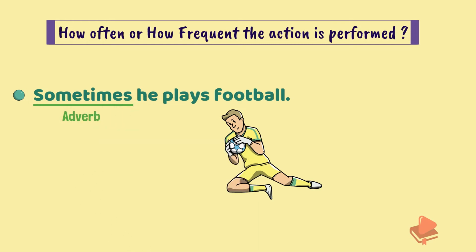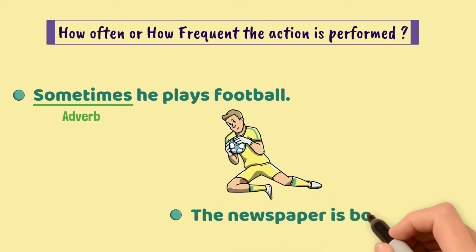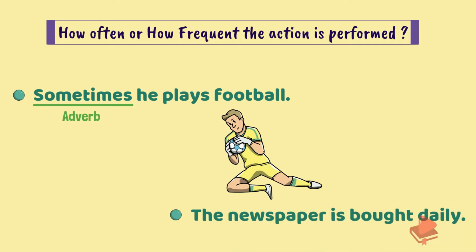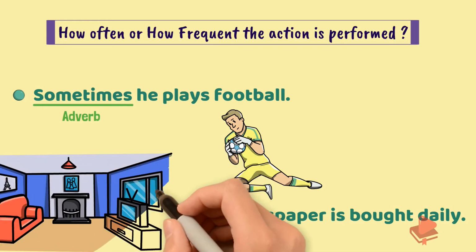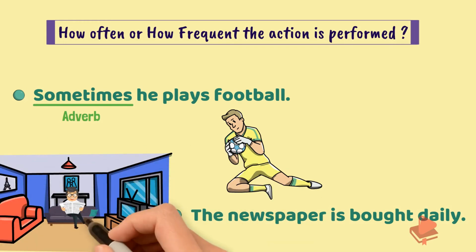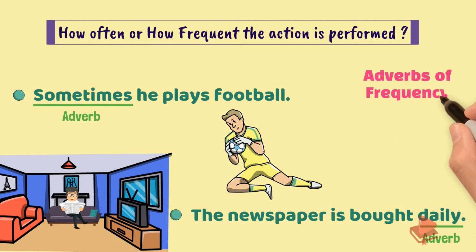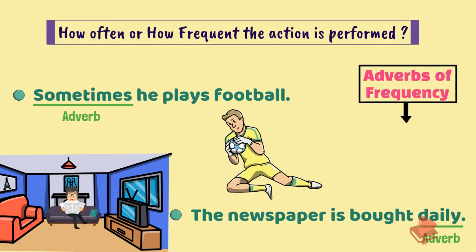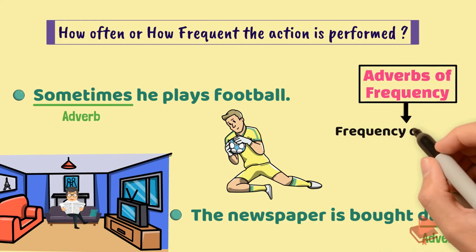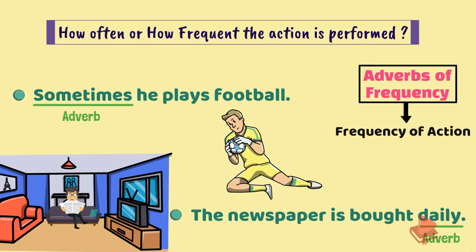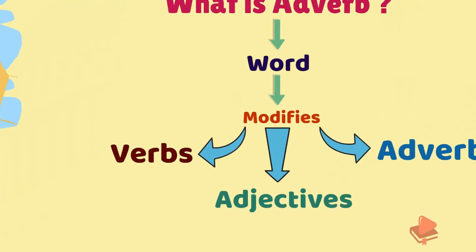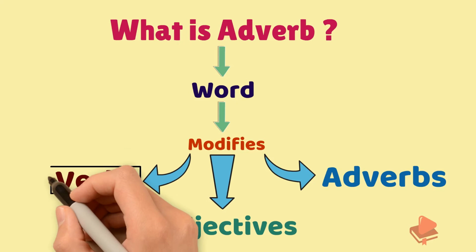Let's see another example. The newspaper is bought daily. Here, daily tells us that the newspaper comes daily, and thus tells us the frequency. So, daily is an adverb here. As this adverb describes the frequency of an action, they are called adverbs of frequency. The adverbs of frequency indicate the frequency of the action in the sentence, and they answer the question, how frequently is the action performed?